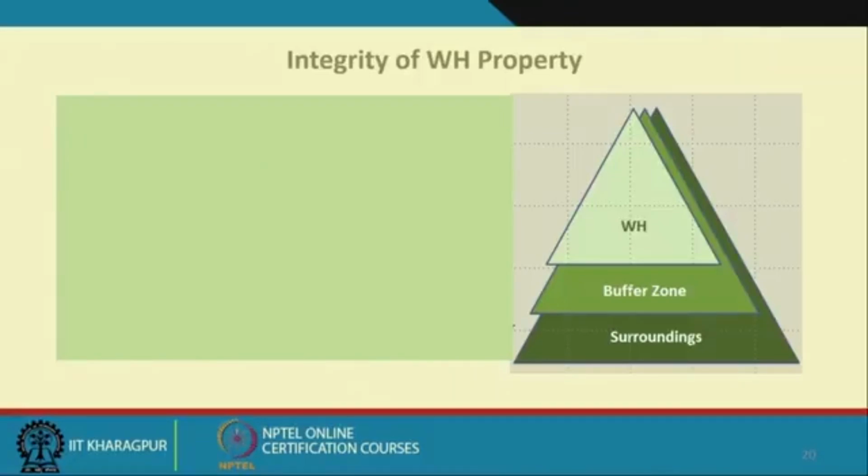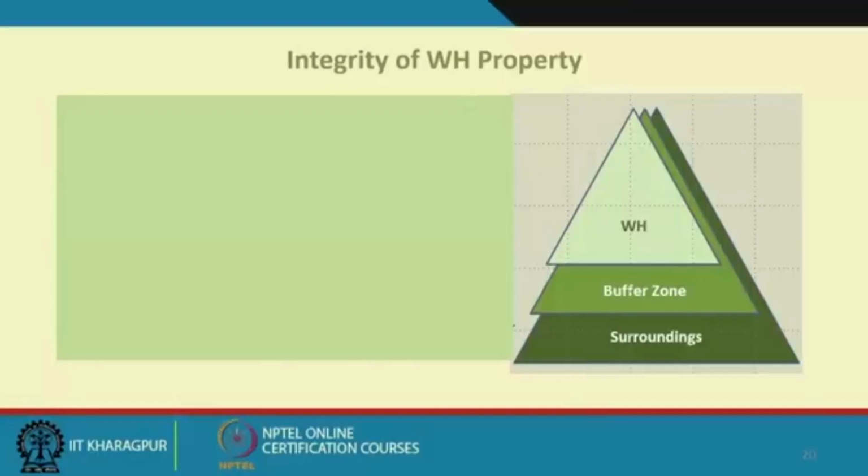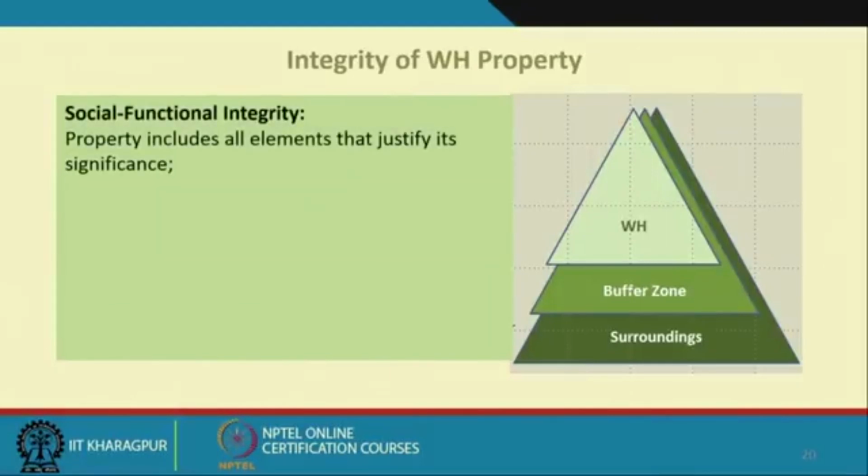When we talk about integrity, we must understand that any World Heritage Site, either a city, part of a city, an independent structure or a group of structures, or combined with natural heritage, has a context, and that context is generally given by the buffer zone. We'll talk more about the buffer zone in the management section, but it also has a surrounding. It cannot be considered in isolation. So, when we talk about integrity, this actually comes into the picture.